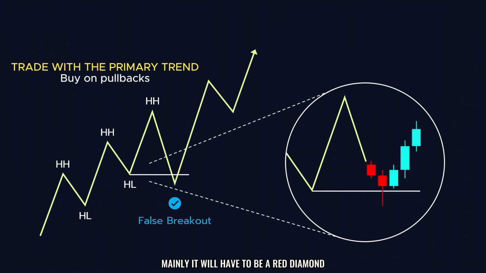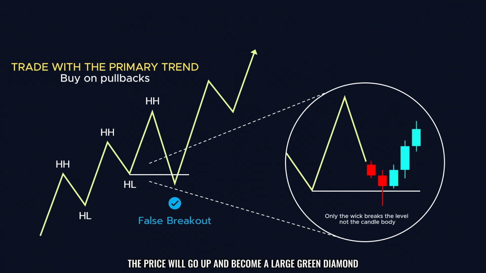Mainly, it will have to be a red candle when it breaks through the trend. And most importantly, there will only be one candle that breaks through our trend. After that, the price will go up and become a large green candle. We will buy from the first candle after the price goes up again.